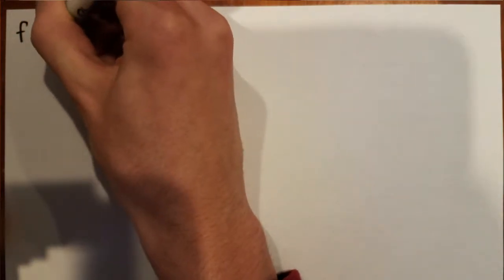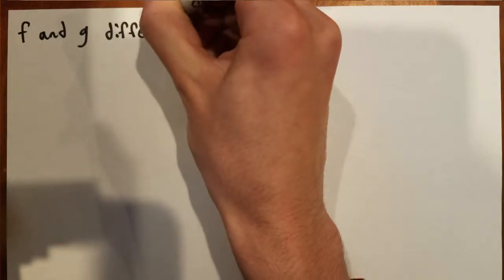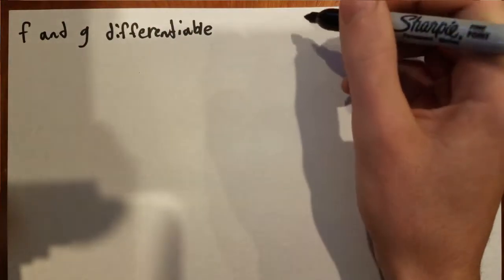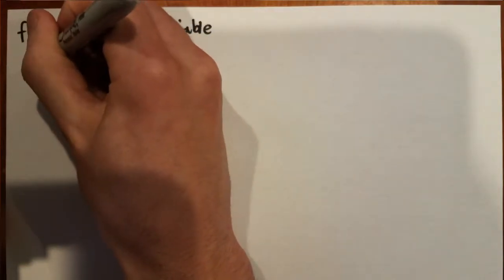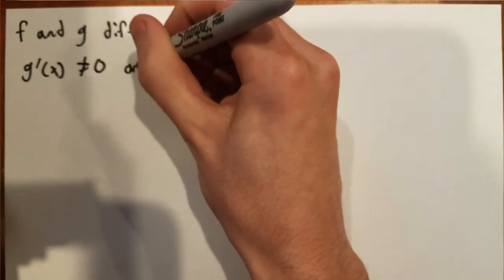So the first thing is we have two different functions, f and g, and they both have to be differentiable. And we also need the derivative of g, g prime of x, to not equal 0 on an interval which contains a.